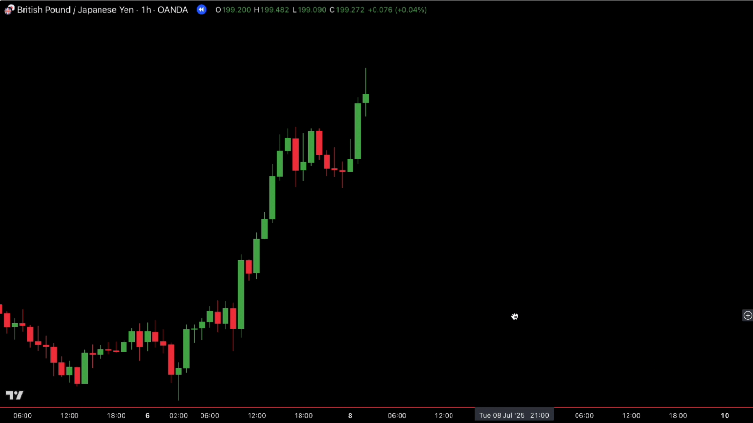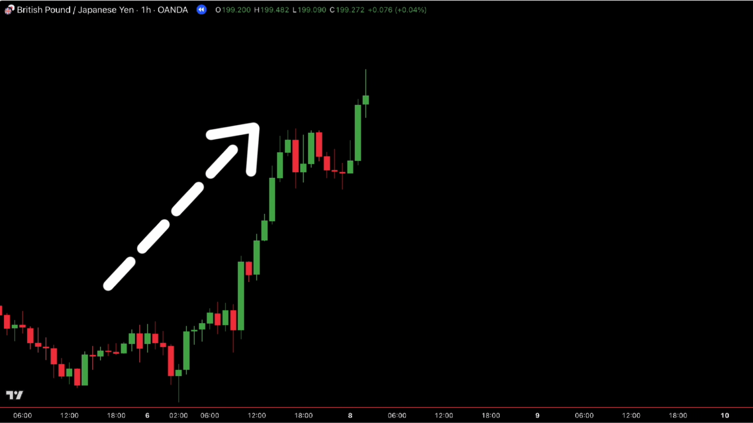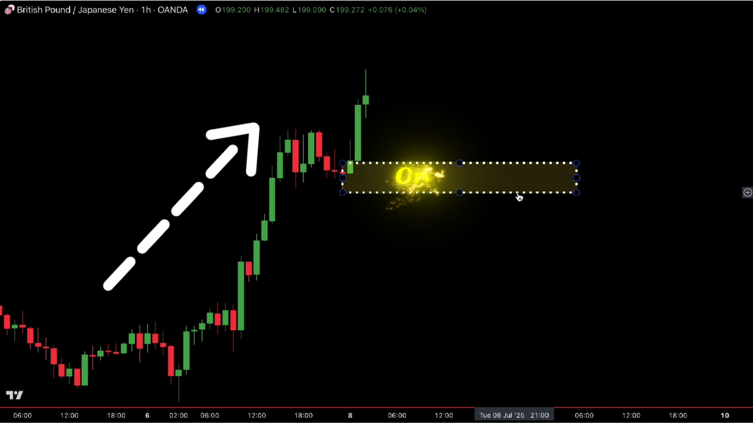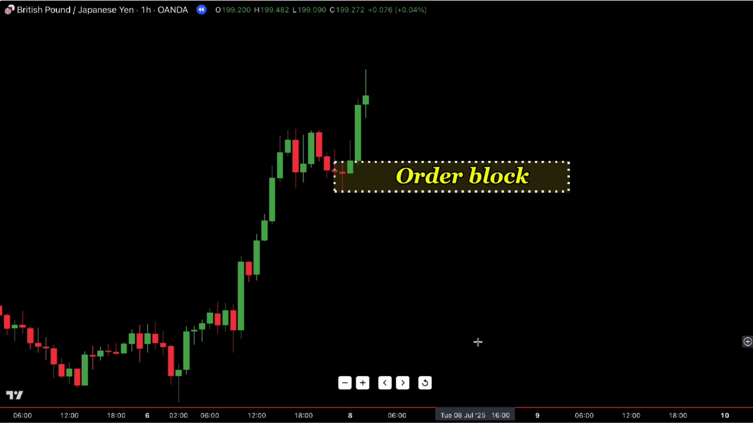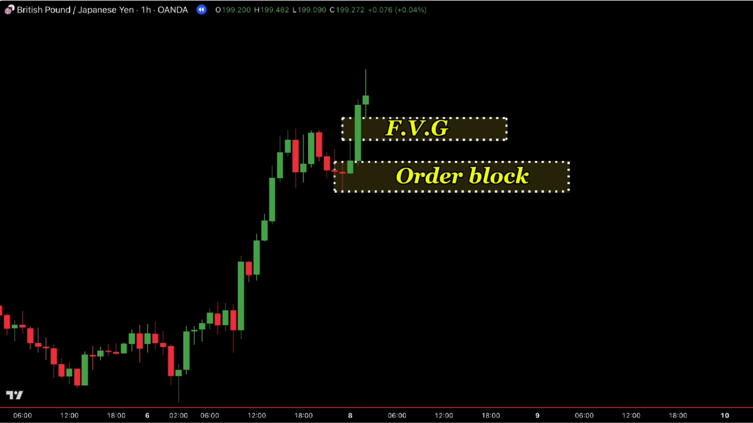Now let's put everything together and see how to trade an order block in real market conditions. In this example, the market is clearly trending higher, creating a series of higher highs and higher lows. Next, we identify a bullish order block. This zone is important because it represents the last bearish candle before an aggressive move to the upside that created a fair value gap. Since the imbalance originated from this candle, we mark it as our order block zone. Now we wait patiently.